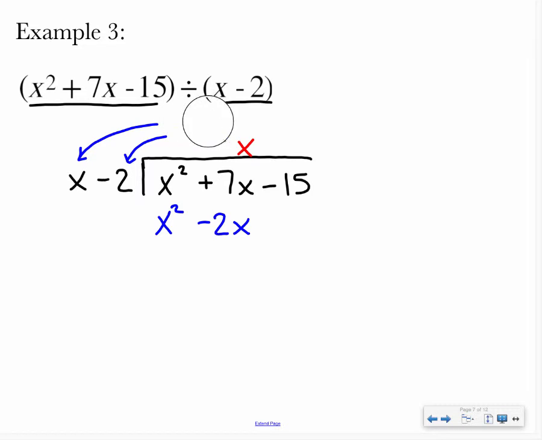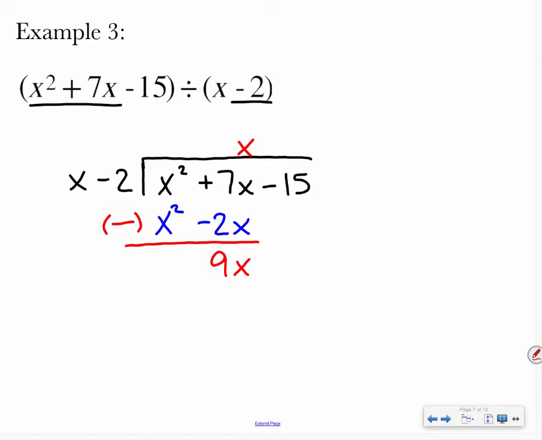Okay, and then from there, we will subtract everything. So I'm going to put this in parentheses to help draw my eye to it. So x squared minus x squared, that's just 0x squared. Okay, and then 7x minus negative 2x, that becomes positive 9x. So we have a positive 9x.